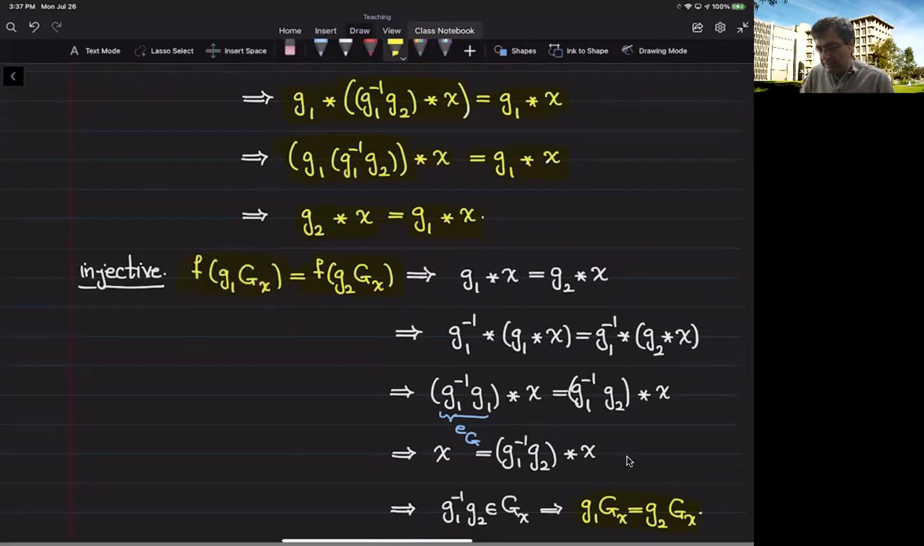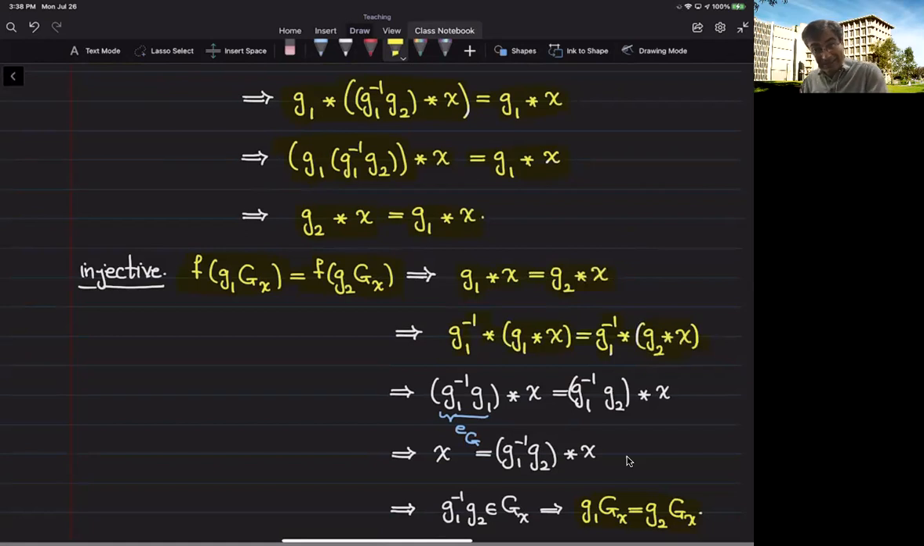F of this coset is simply G1 acting on the point X. And f of the other coset is G2 acting on the point X. So as I let G1 and G2 act on the point X, I end up getting the same points. Now I want to have only X in one of the sides. I let G1 inverse act on both sides of these equations. So I get that G1 inverse acting on this point is the same as G1 inverse acting on this point.